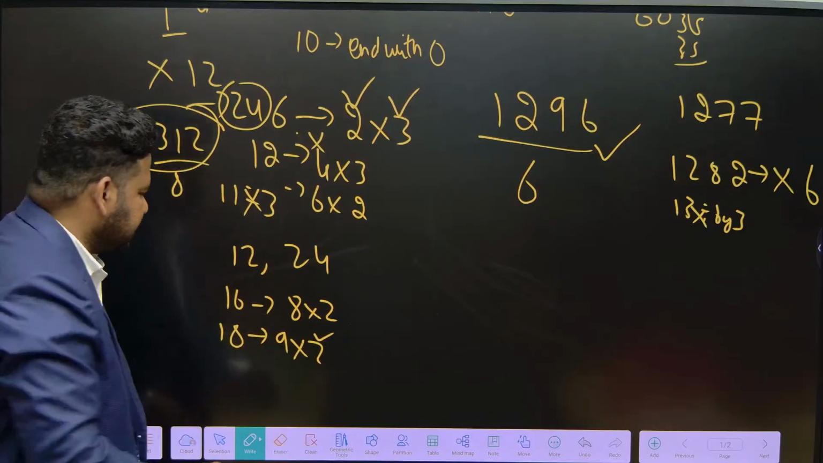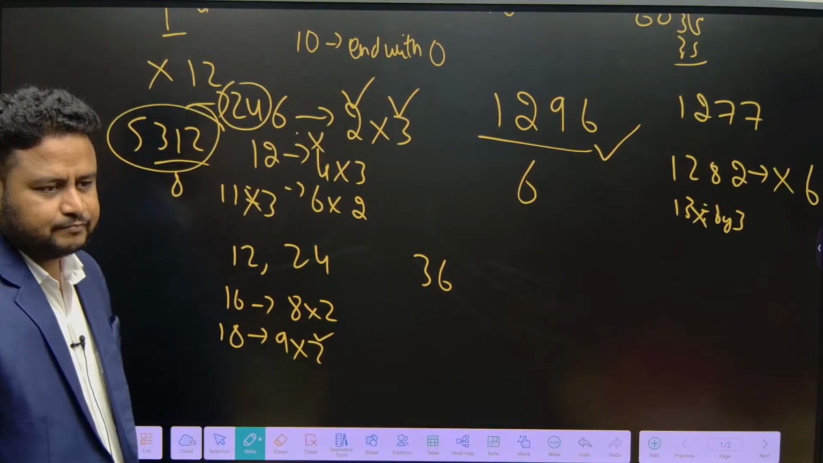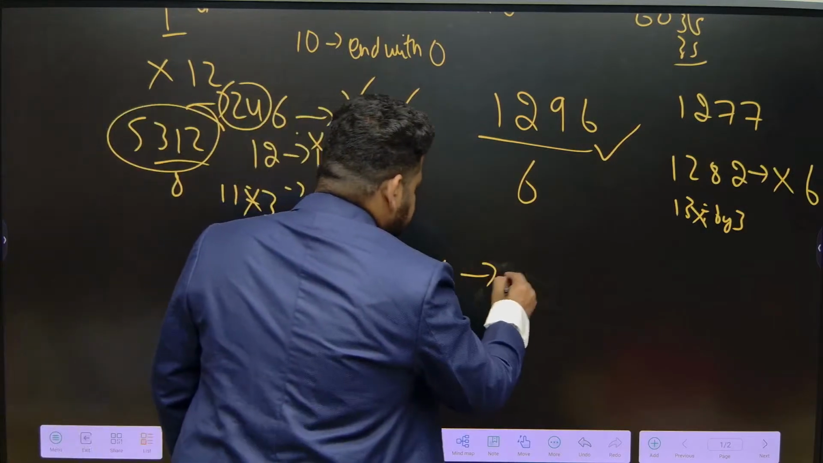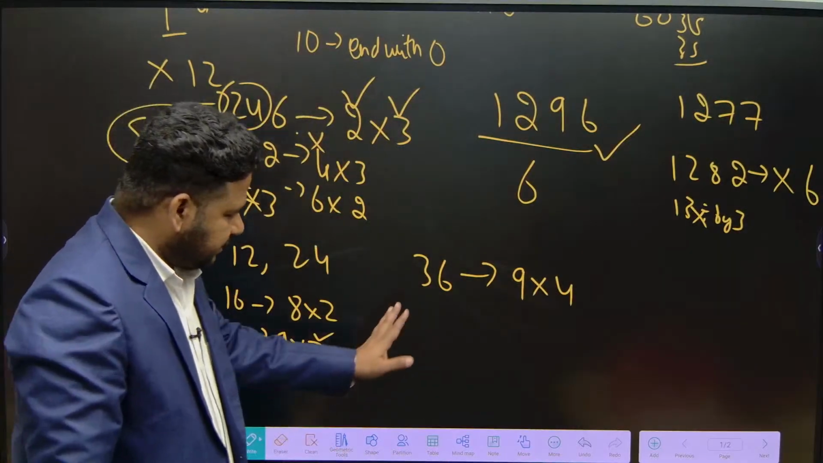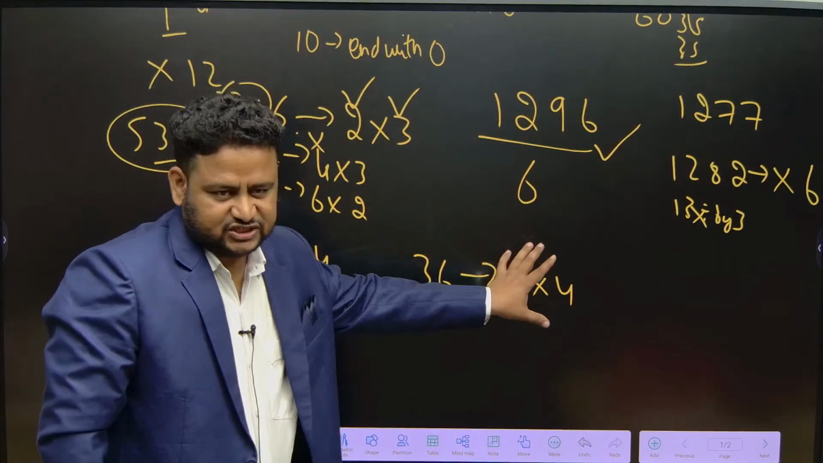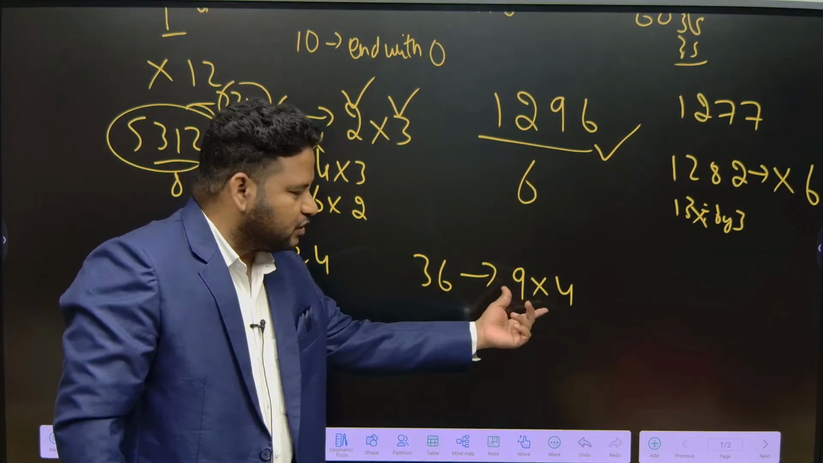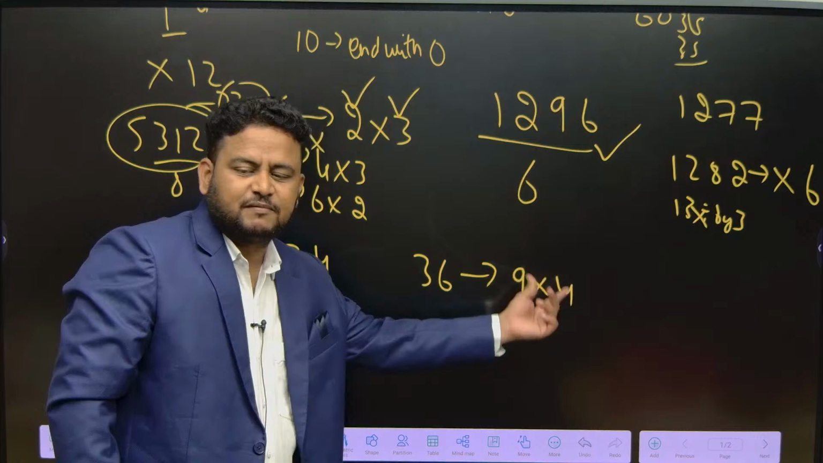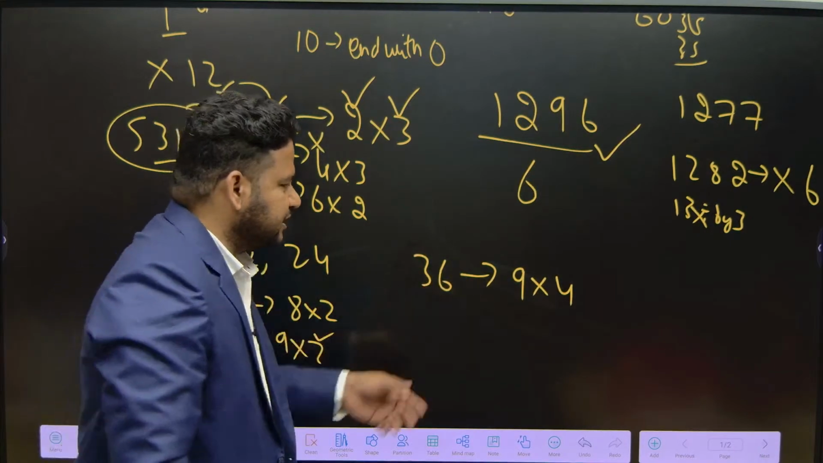That's it. Next, if they ask 36, 36 can be written as 18 into 2, or 9 into 4, or 12 into 3 also. But write it in the form of the smallest numbers. So 9 into 4. Correct? So for 36, first you check whether it is divisible by 4 or not. Then you will check for 9.